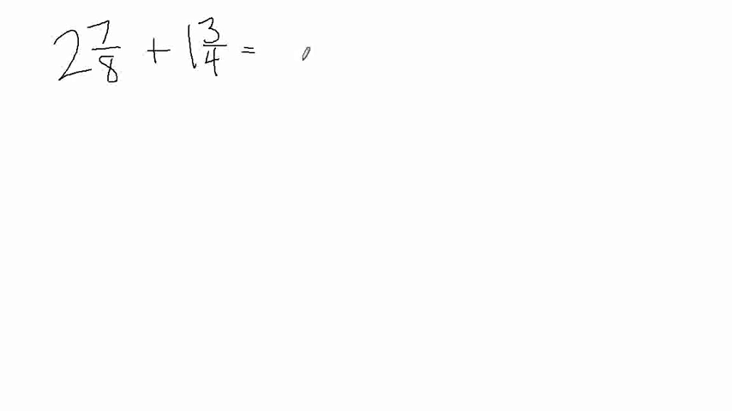So, converting to an improper fraction, I would get 2 times 8 plus 7 for the first numerator. 16 plus 7, 23 over 8. And then for the second improper fraction, I will multiply the 1 and the 4 and add that to the 3. So I'll get 7 over 4.